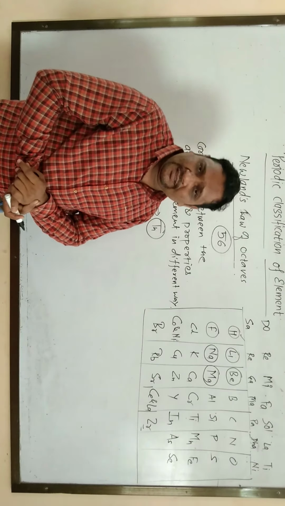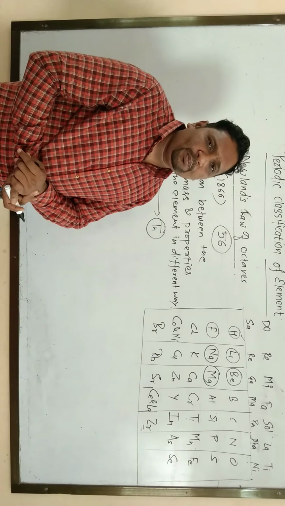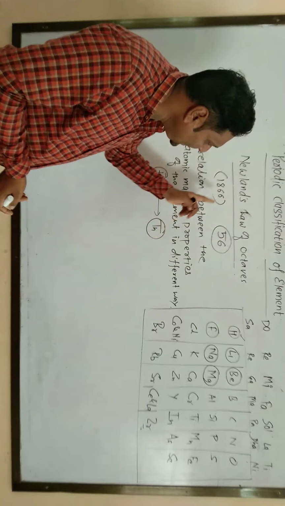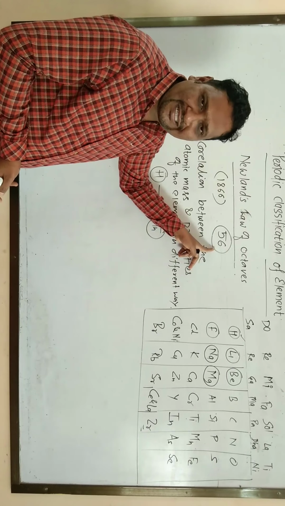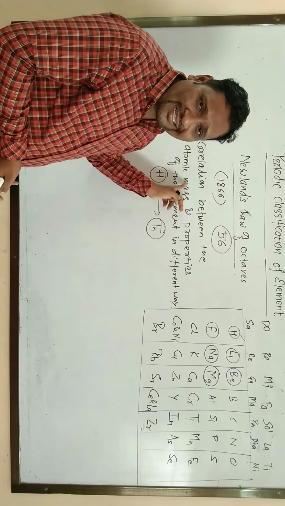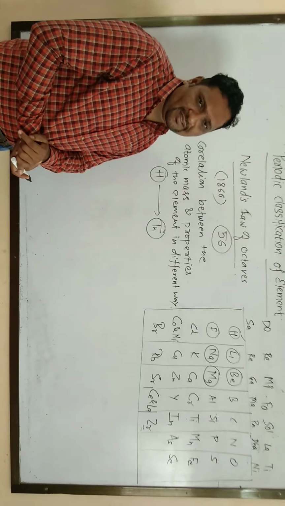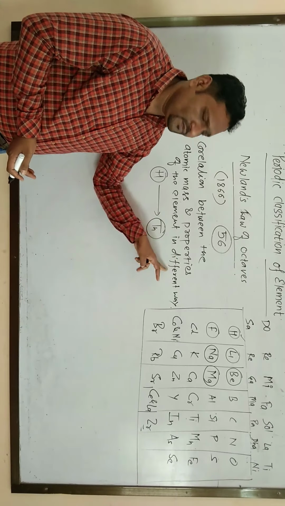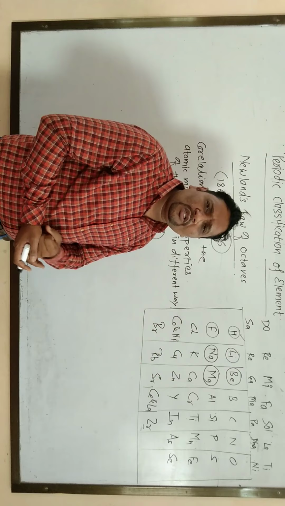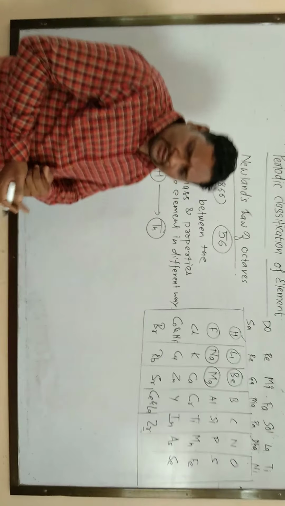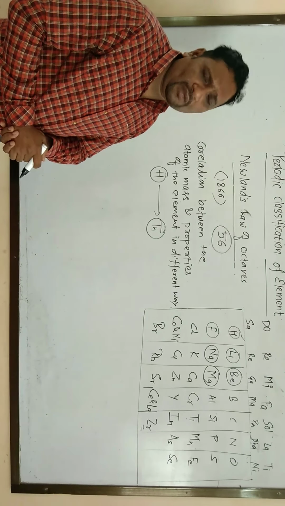John Newlands was an English scientist. He put forth his classification system in 1866. There were 56 elements existing at the time of Newlands. He suggests that there is a correlation between the atomic mass and the properties of the elements. So he arranged them in a different way. He arranged all the 56 elements in the increasing order of their atomic mass. What he found? He found that every 8th element shows properties similar to the first.